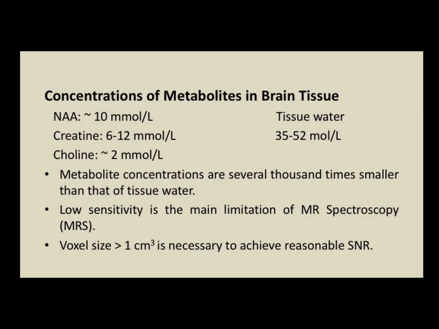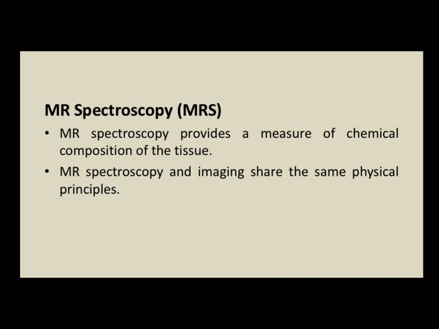Normally we do a single voxel or chemical shift imaging of the metabolites, but the voxel size has to be at least greater than 1 milliliter to get a reasonable signal-to-noise ratio. MR spectroscopy provides a measure of the chemical composition of the tissue. Spectroscopy and imaging share the same physical principles.